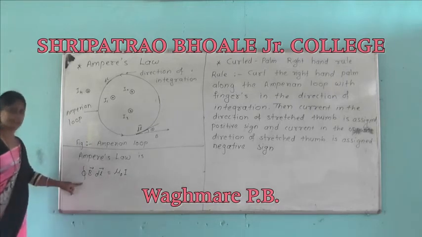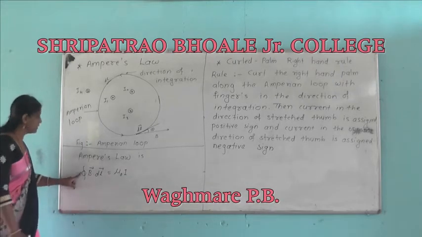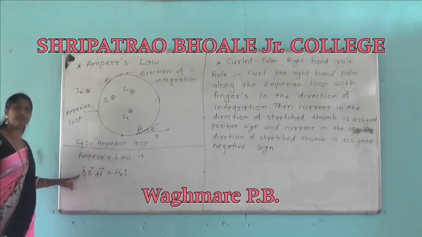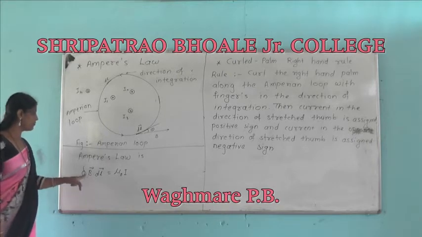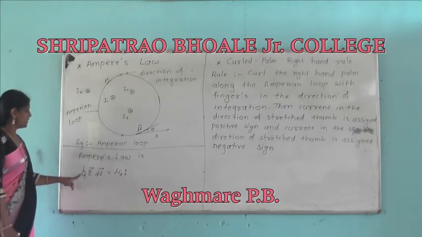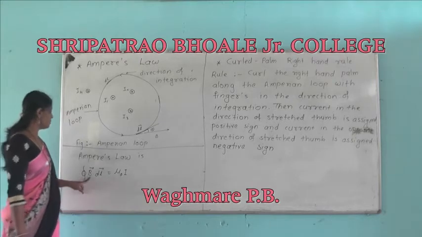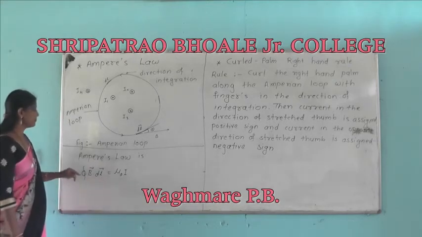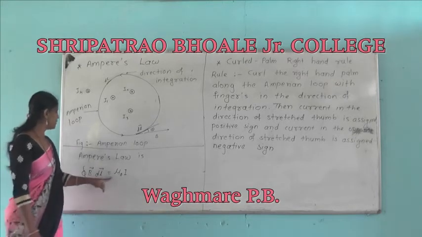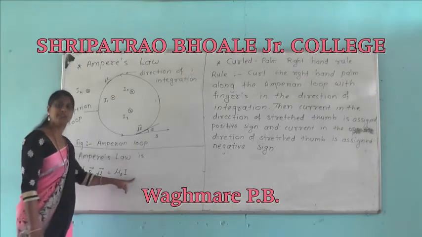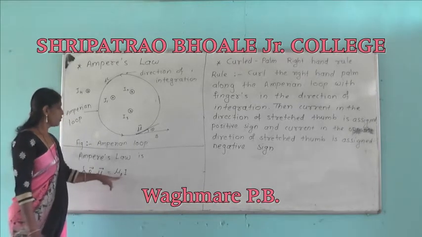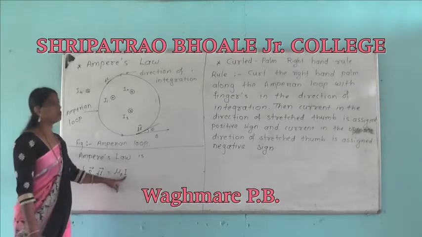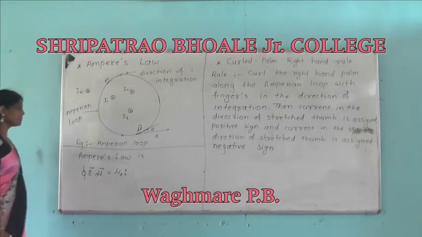Therefore, integration over a closed loop, this symbol is for the closed loop. Integration over a closed loop of the magnetic field at a point is equal to mu naught times the total current, or net current, enclosed by that loop.